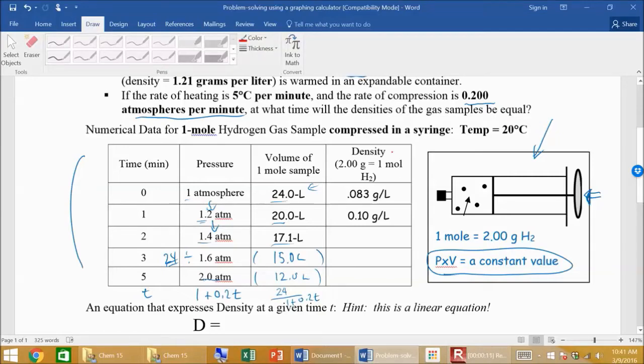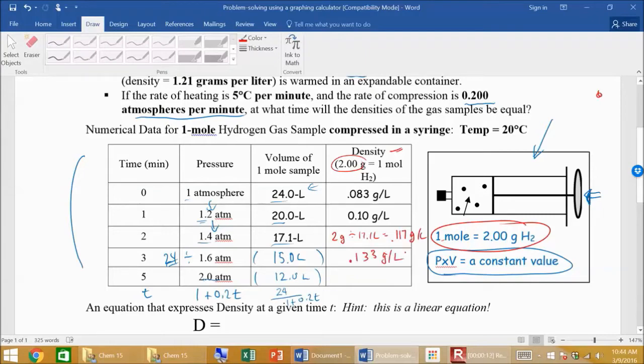The density is easy to calculate here. It's 2 grams in the syringe. 2 grams in the syringe are inside there. And so it's just divide that by the volume. So for example, this one is 2 grams divided by 17.1 liters, and that's my density. And so this is trivial. So I get 0.117 grams per liter for this one.